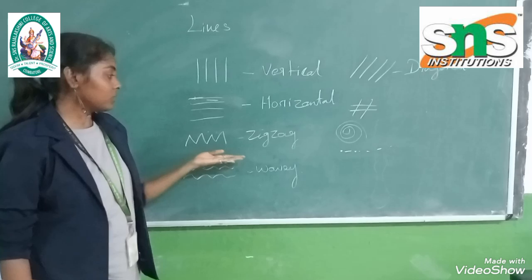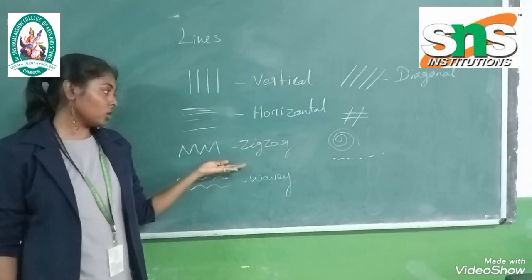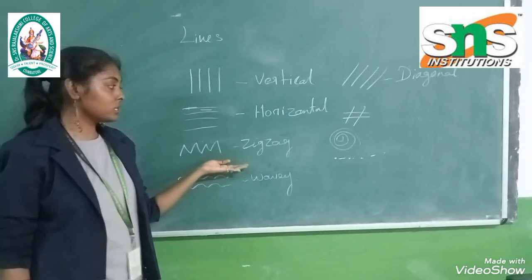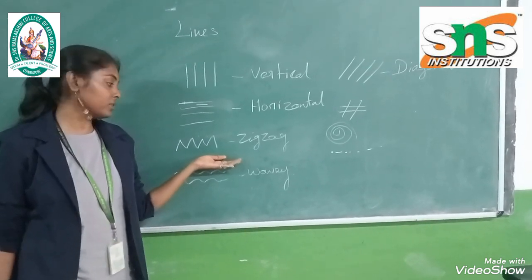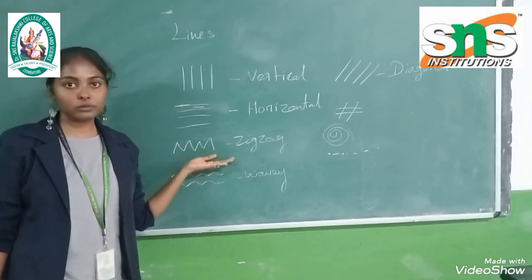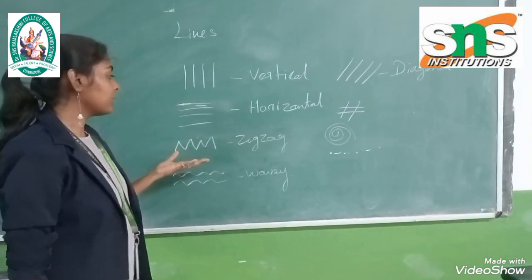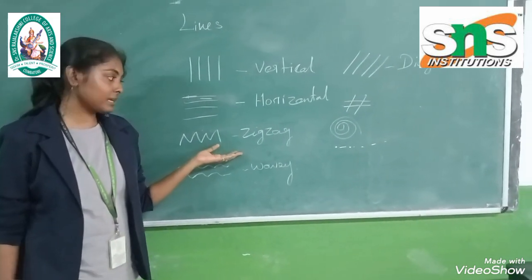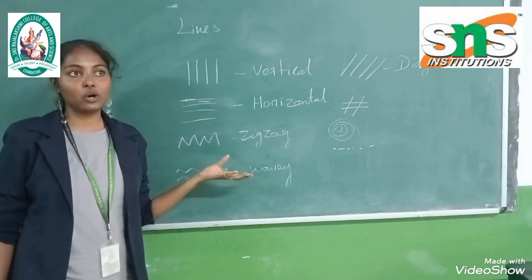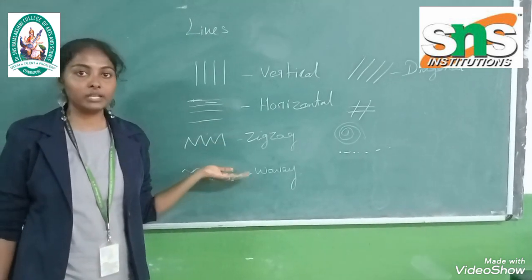Next was zigzag lines. Zigzag lines are commonly used in geometrical patterns or any other manly look to create an illusion. While using a zigzag line, it will give a radiation effect, an illusion effect, or a line movement effect in a garment.